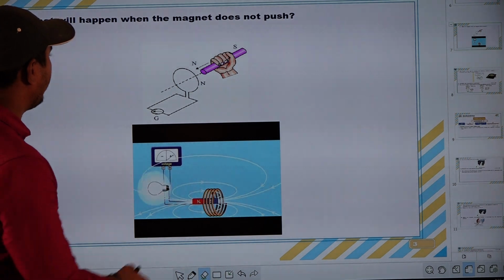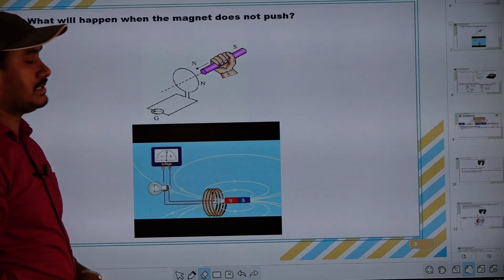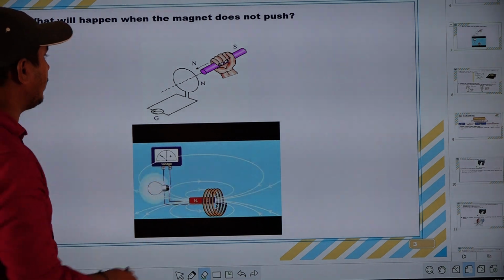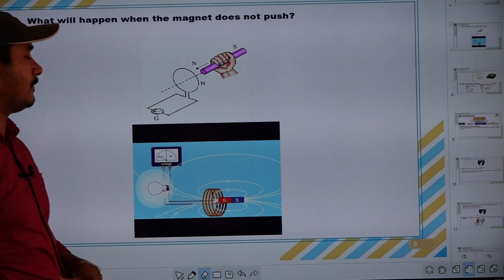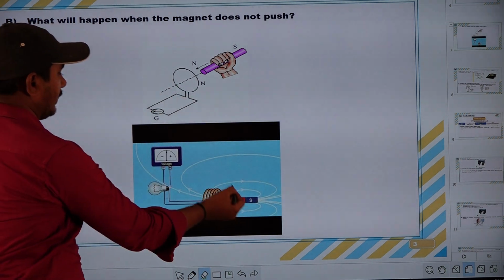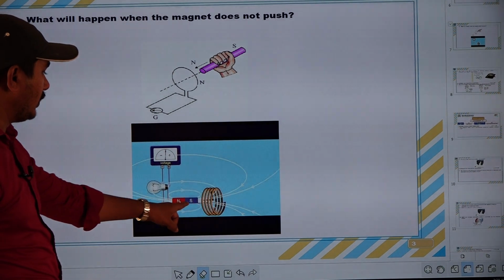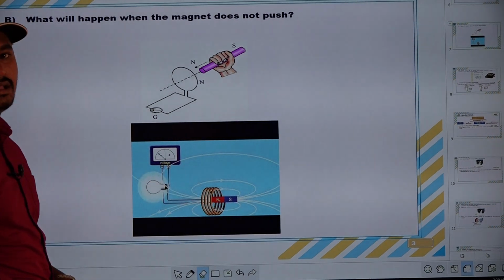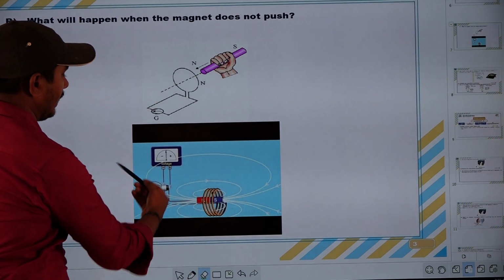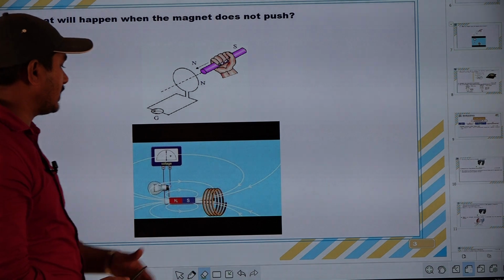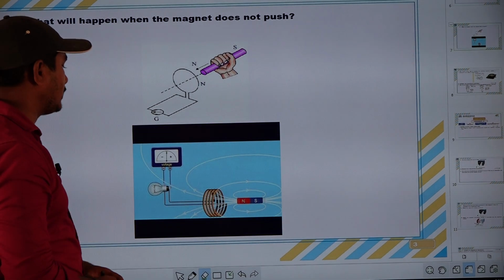First one: when a bar magnet moves towards the coil, the flux will be changed. The change of flux produces induced EMF. Due to induced EMF, when the magnet moves towards the coil, automatically induced current will be produced. That's why the galvanometer deflection takes place, meaning it changes the needle direction, some deflection takes place inside the galvanometer. So that is option A.